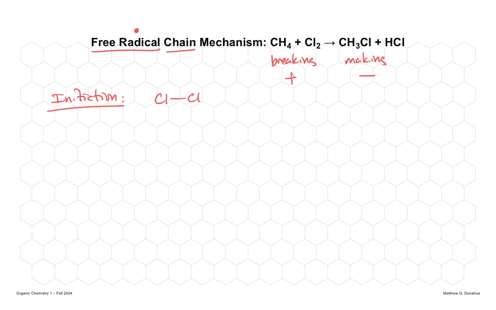So we have Cl2, and remember, since it's homolytic cleavage, each chlorine is going to get an electron from that sigma bond. And so that will generate 2 chlorine radicals.